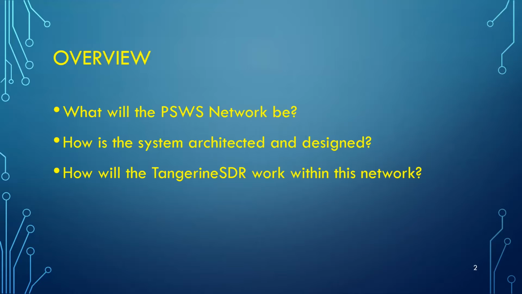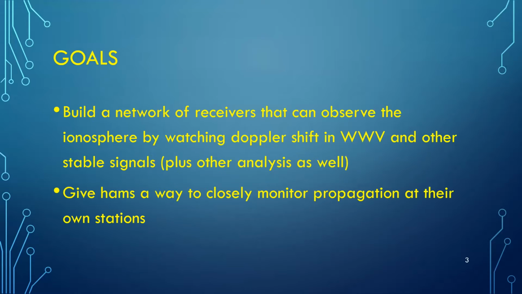I'm going to say a few things about the Tangerine's design and how it is relevant to how you use it within a network. So our goals here for the network itself is to build a network of receivers that can observe the ionosphere by watching Doppler shift in WWV and other stable signals. There are plenty of other things you can do with this, but we're working on phase one of a multi-phase project. So we've got to walk before we run.